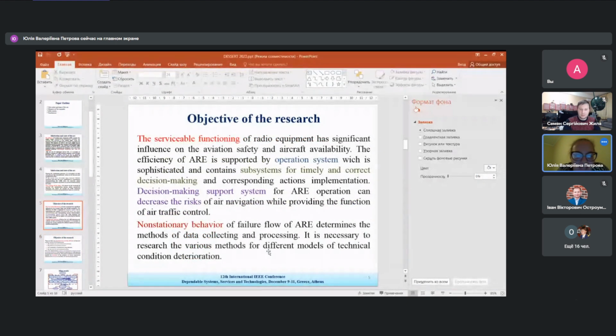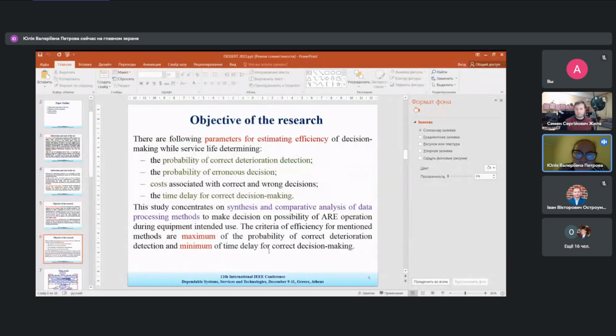Okay. So, the non-stationarity behavior of the failure flow of aviation radio equipment determines the method of data collecting and processing. It's necessary to research various methods for different models of technical condition deterioration. There are the following parameters for estimating the efficiency of decision-making while determining service life: the probability of correct decision deterioration detection, the probability of erroneous decision, cost associated with the correct or wrong decisions, and time delay for correct decision making.